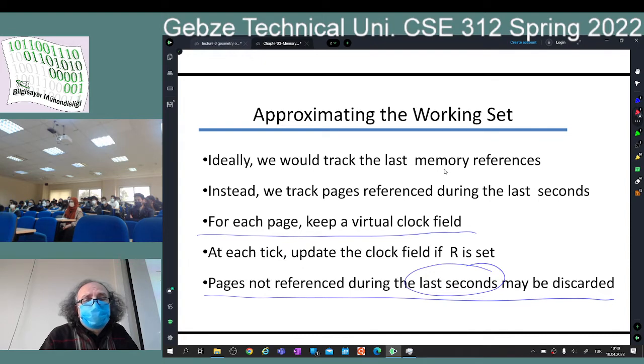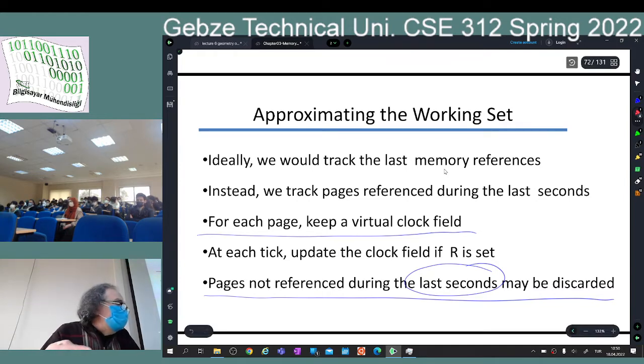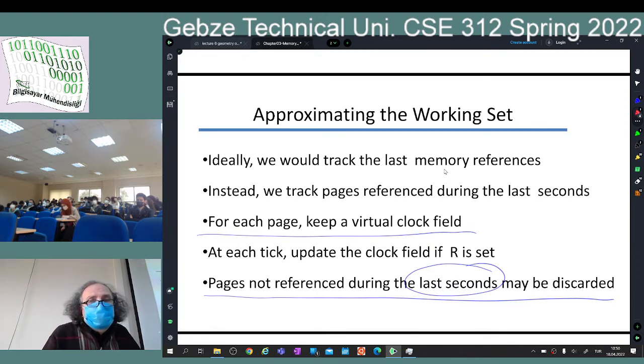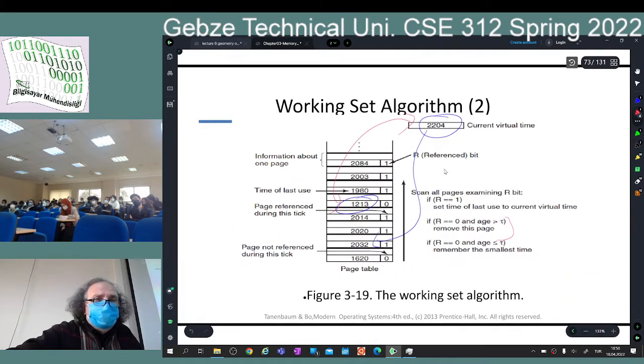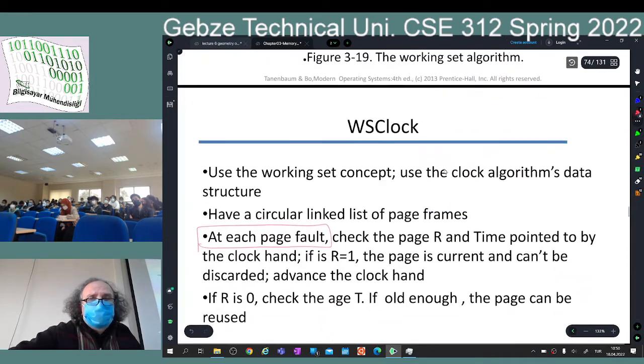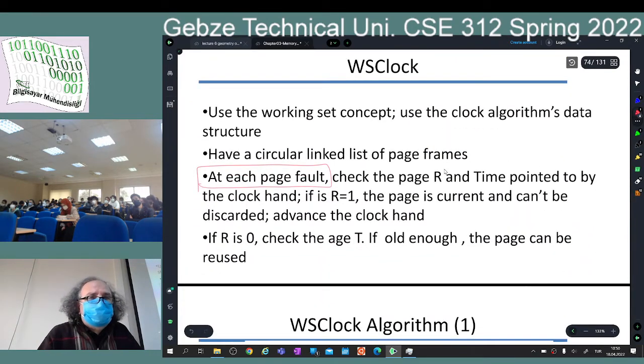If I don't make it 0, then the R bit stays as 1. That means at every clock interrupt, I will update its virtual clock time, so that page never gets old. So the R bit, like we did before, is cleared at every clock interrupt. Other than that, I would update the virtual clock time for each page. And working set clock is no exception.